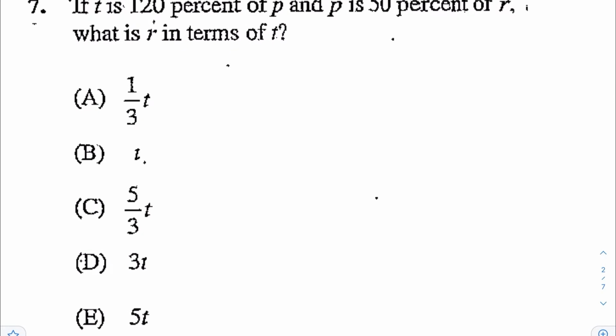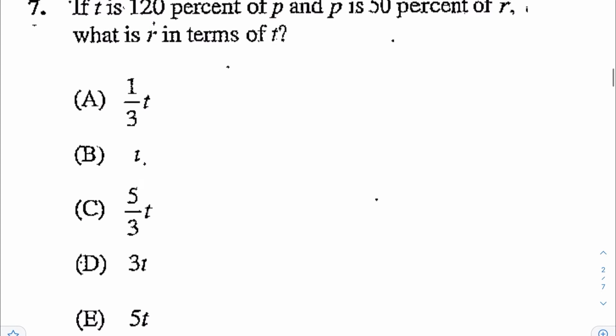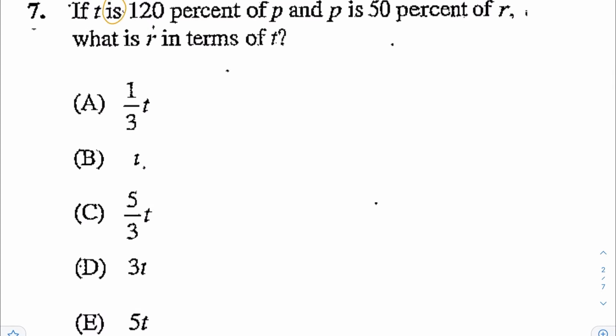All right, next for number 7, if T is 120% of P and P is 50% of R, what is R in terms of T? So again, here, just word sentences or number sentences, now you have percent. So is means equals to, of means times, and then percent means divide by 100. So those are the keywords here.